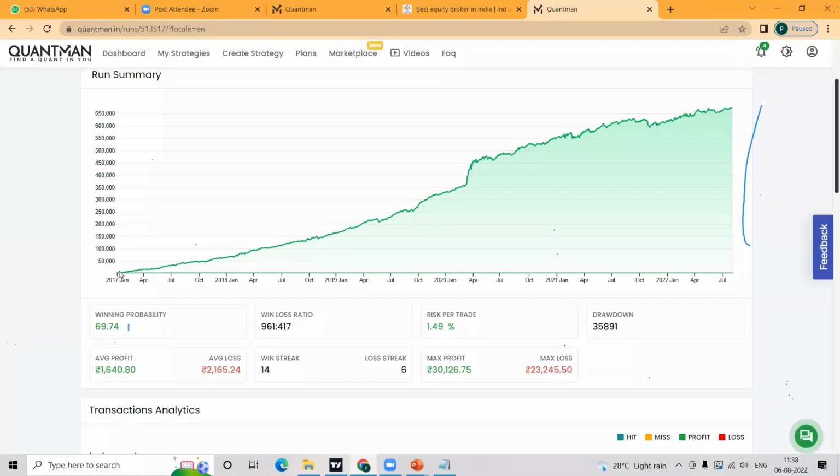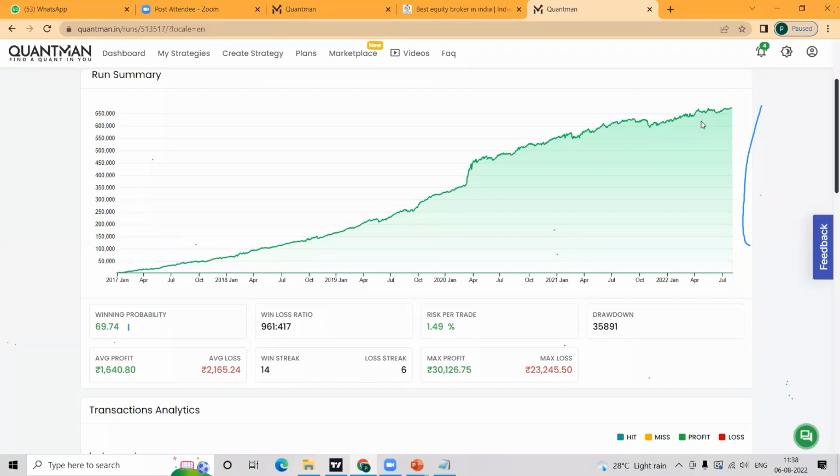So you start with 1 lot, then 2 lots, 3 lots, 4 lots, 5 lots. You would end up with at least 15 lakhs from the capital of 1 lakh. This is the power of compounding. That's why Einstein said that compounding is the 8th wonder.